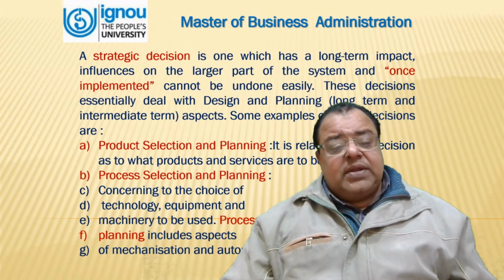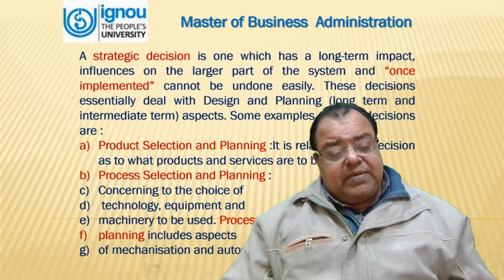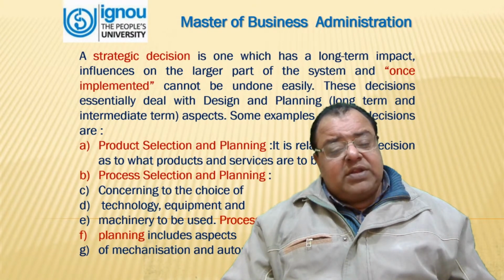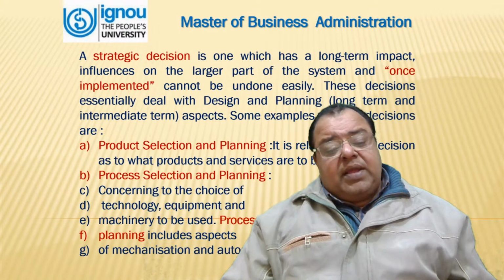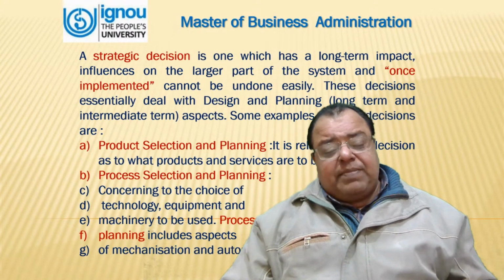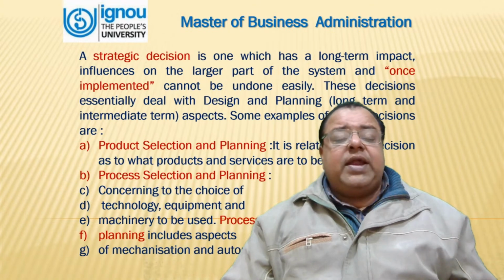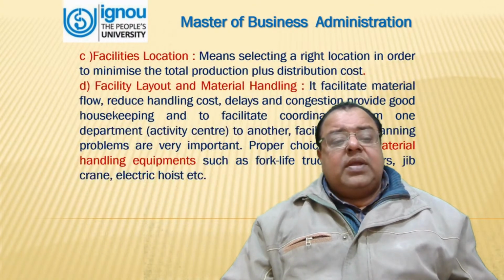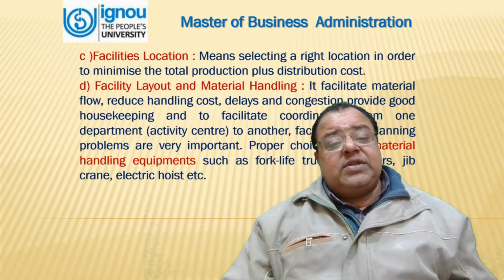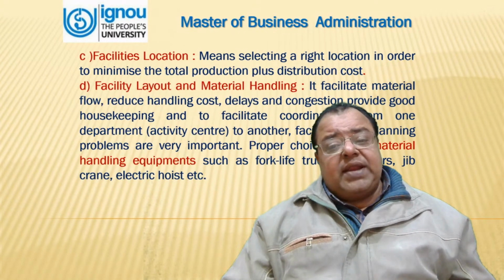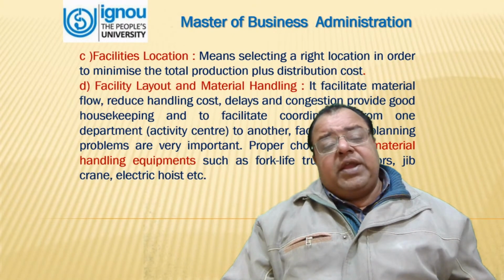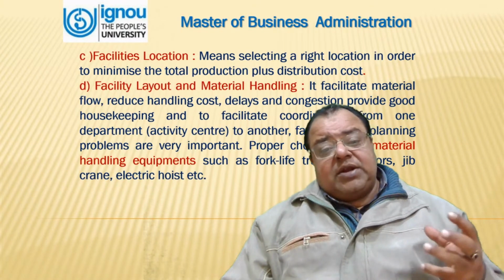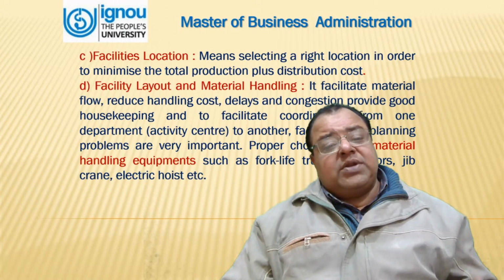Second one is process selection and planning. That is concerning the choice of technology, equipment and machinery to be used. Process planning includes aspects of mechanization and automation. Third one is facilities location, which means selecting the right location in order to minimize the total production plus distribution cost.